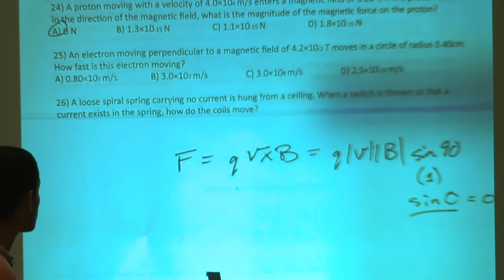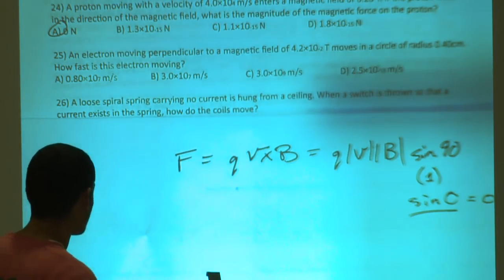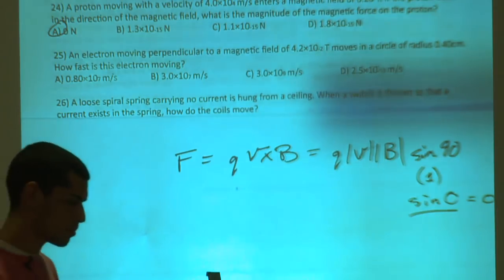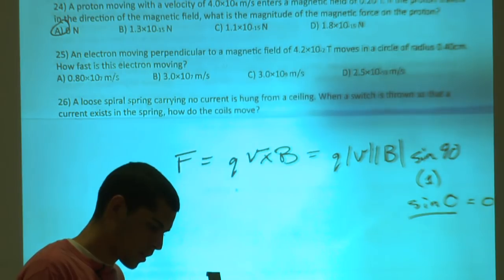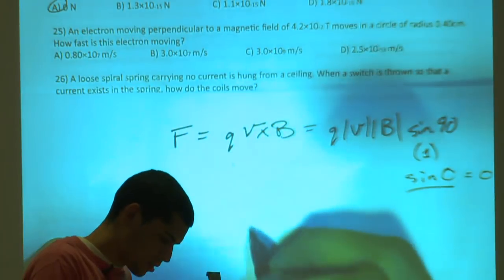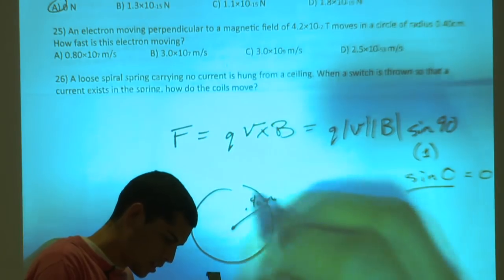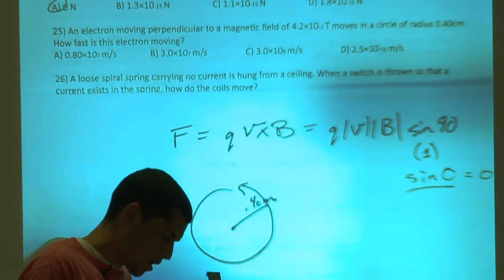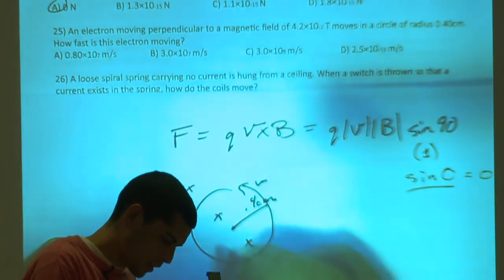An electron moving perpendicular to a magnetic field of 4.2 times 10 to the negative 2 moves in a circle of radius 0.4 centimeters. How fast is the electron moving? Cool, this is a good one. It's moving perpendicular to the magnetic field, and it moves in a circle of radius 0.4 centimeters. So let's take a look at this. Its velocity is perpendicular to the magnetic field. So let's just say it's moving into the page.